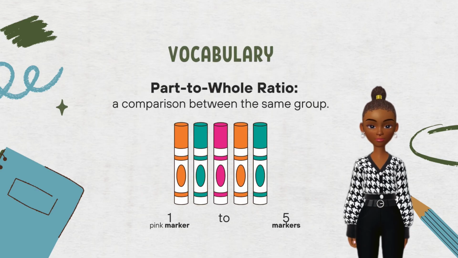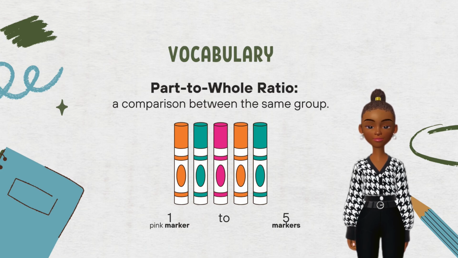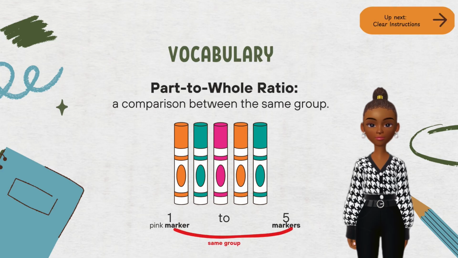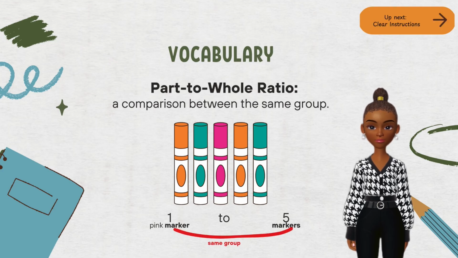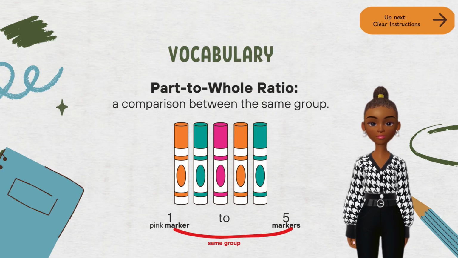The second type of ratio is a part-to-whole ratio. A part-to-whole ratio compares objects in the same group. For example, we have 1 pink marker out of 5 markers in total. That's a part-to-whole ratio because you're comparing one part of the group to the whole part of the group.